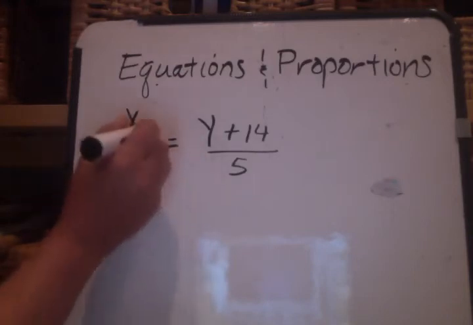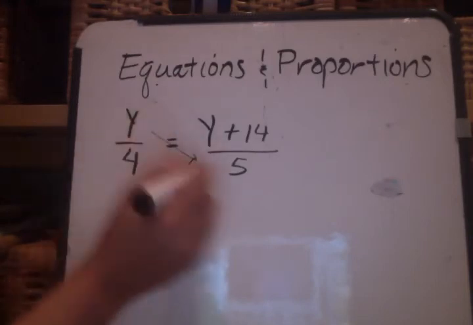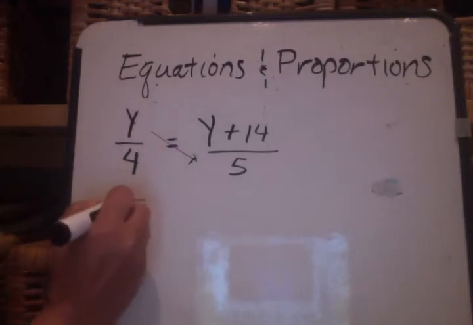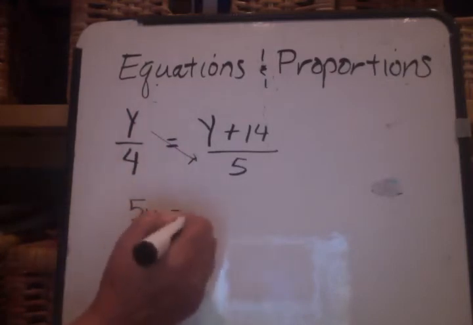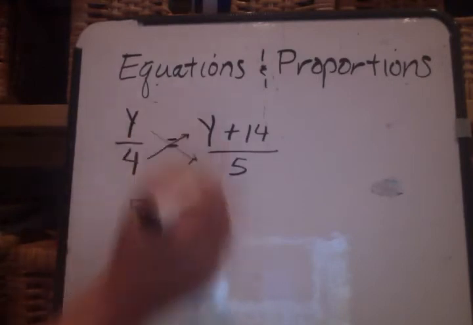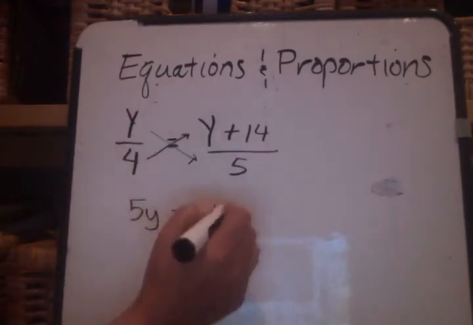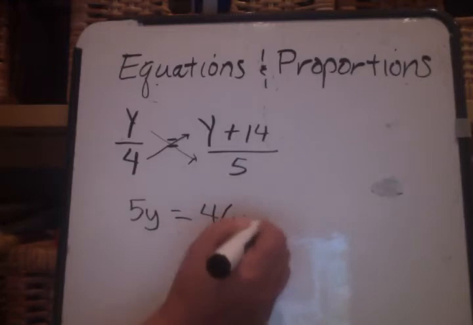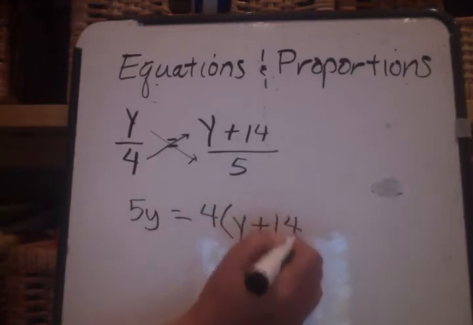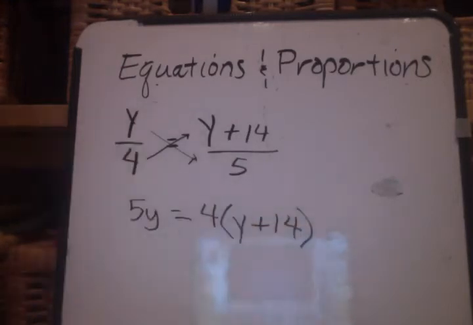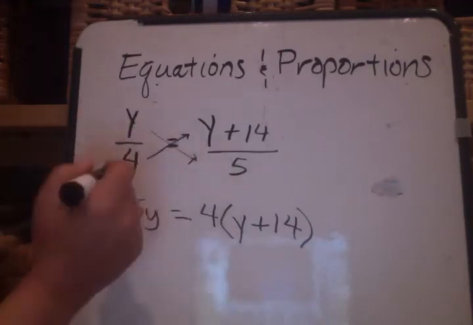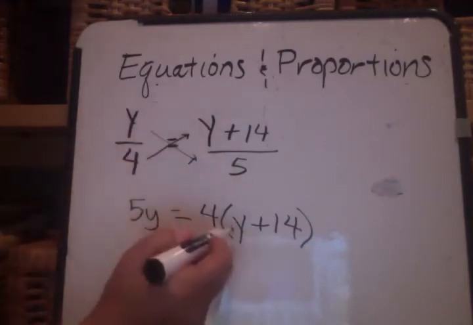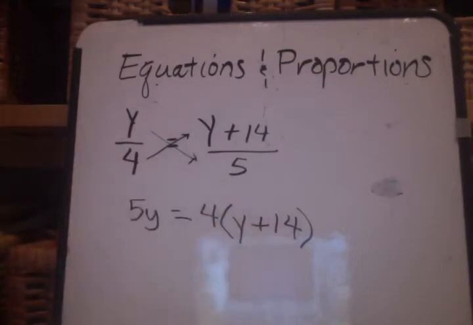So if I cross multiply, on one side I'm going to have 5 times y, 5y, equals, and then I cross multiply here, it's 4 times the quantity y plus 14. Okay, so 5y on one side and 4 times the quantity y plus 14.